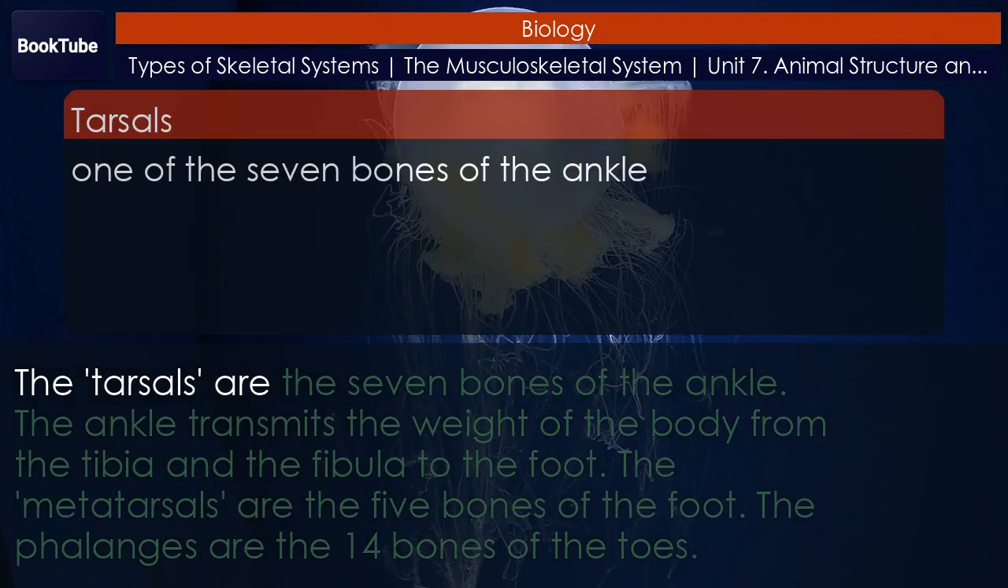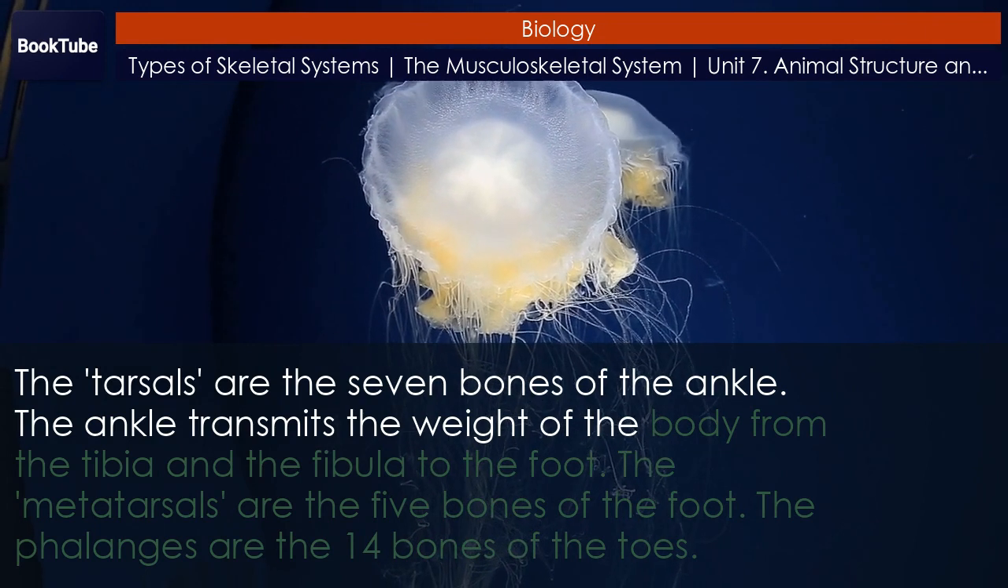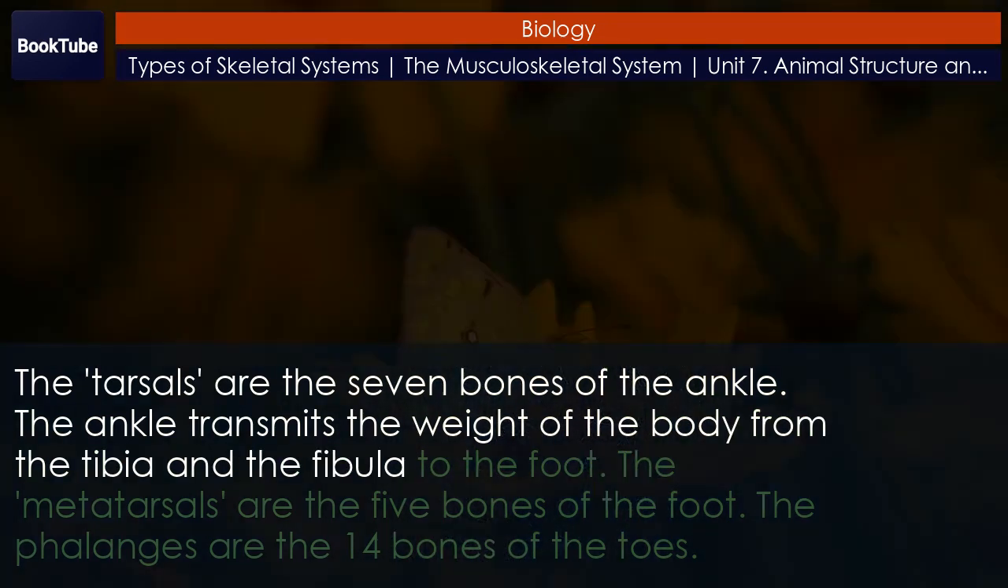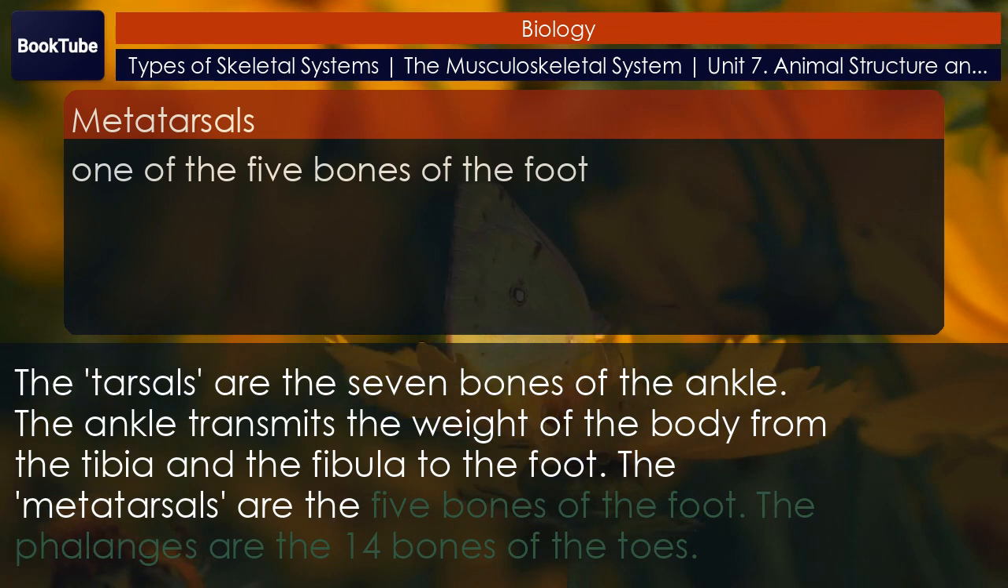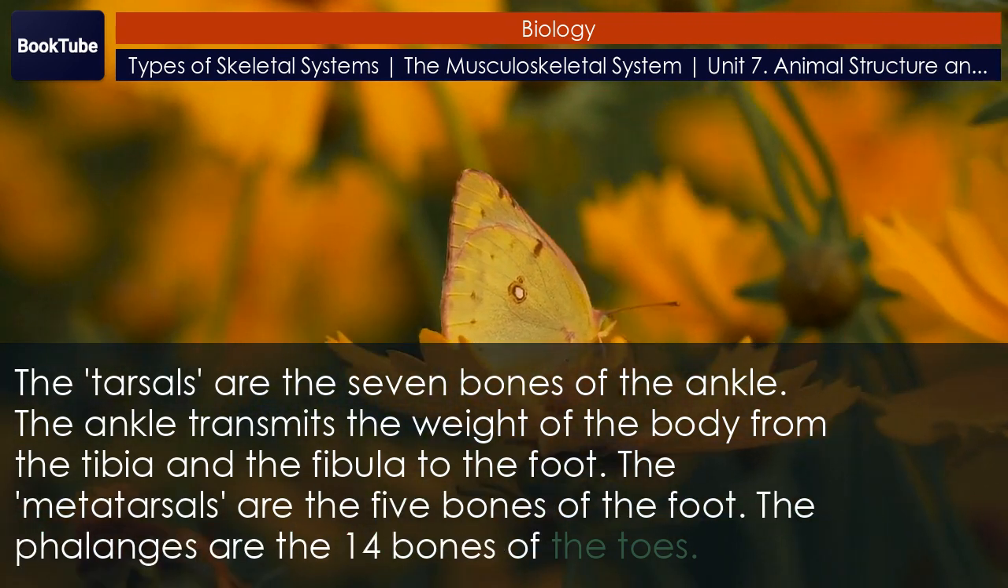The fibula acts as a site for muscle attachment and forms the lateral part of the ankle joint. The tarsals are the 7 bones of the ankle. The ankle transmits the weight of the body from the tibia and the fibula to the foot. The metatarsals are the 5 bones of the foot. The phalanges are the 14 bones of the toes.